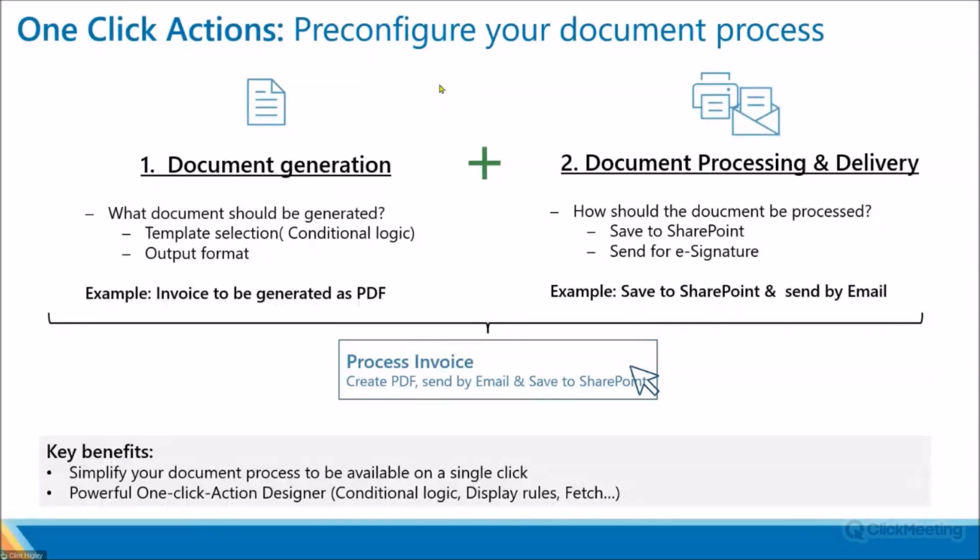The next piece to it is the document processing and delivering. So how should the document be processed? Do you want to save to SharePoint? Do I want to send it out for an e-signature, etc.? And of course, the example is save to SharePoint and send by email. All that combined in one click through our one-click action designer, which is really simple to use. You can set something up like, process an invoice. You're going to create a PDF, send it by email, and save to SharePoint just with a click. So that's what that does.